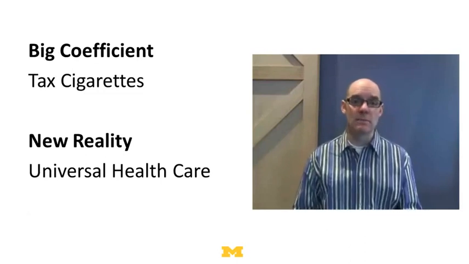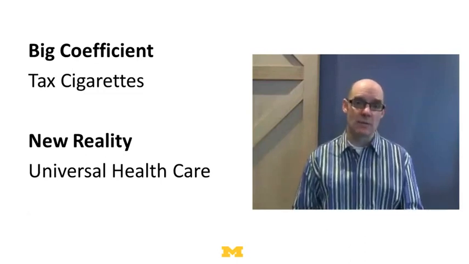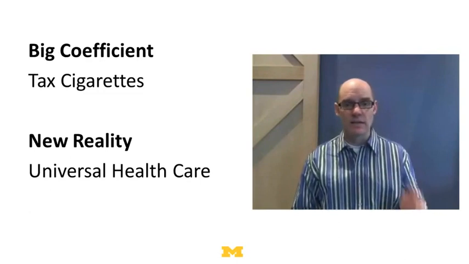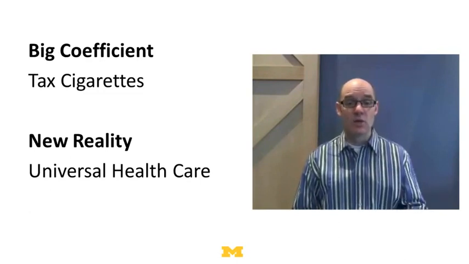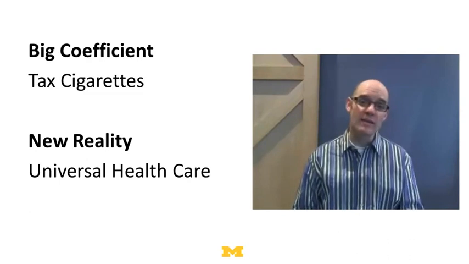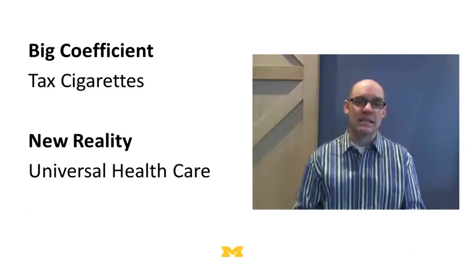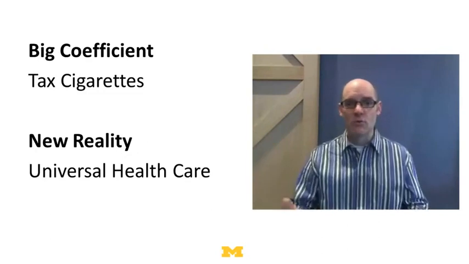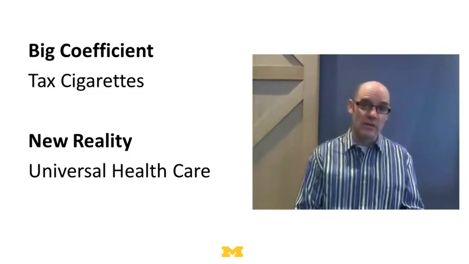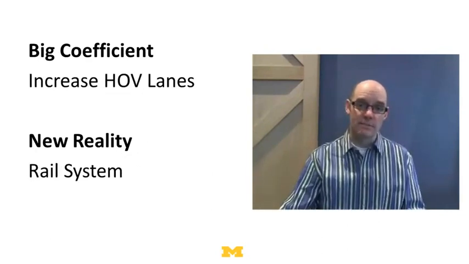Big coefficient thinking might be tax cigarettes, because lung cancer is a leading cause of death. This reduces the number of people who get lung cancer. You also raise money that you can spend on healthcare. Win-win. New reality thinking might be something like universal healthcare. Let's give everyone healthcare, and let's try and improve the health of Americans or the health of people in any other country through a universal healthcare system.